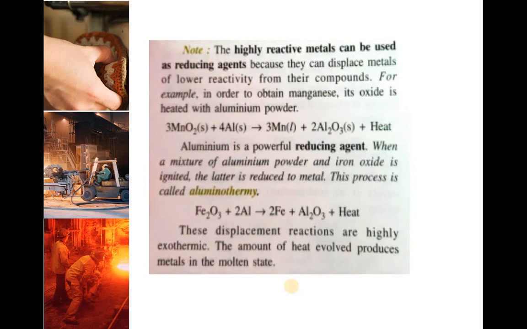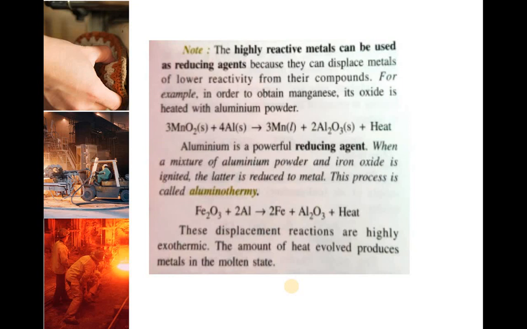Highly reactive metals can be used as reducing agents because they can displace metals of lower reactivity from their compounds. If you want to get manganese, its oxide is heated with aluminium powder. Aluminium, being a metal, is a very powerful reducing agent.